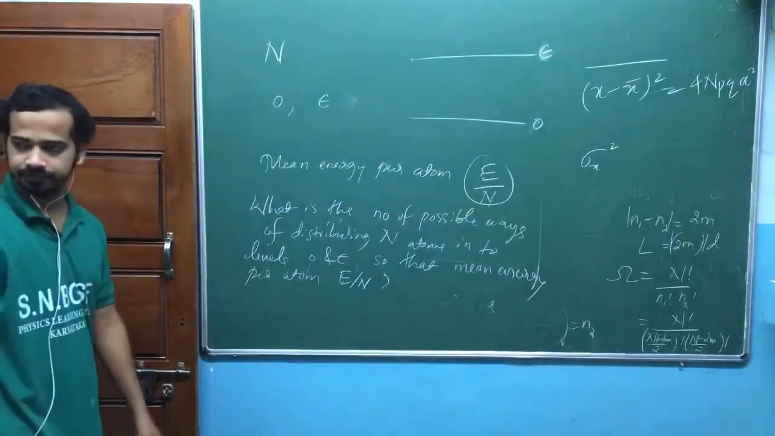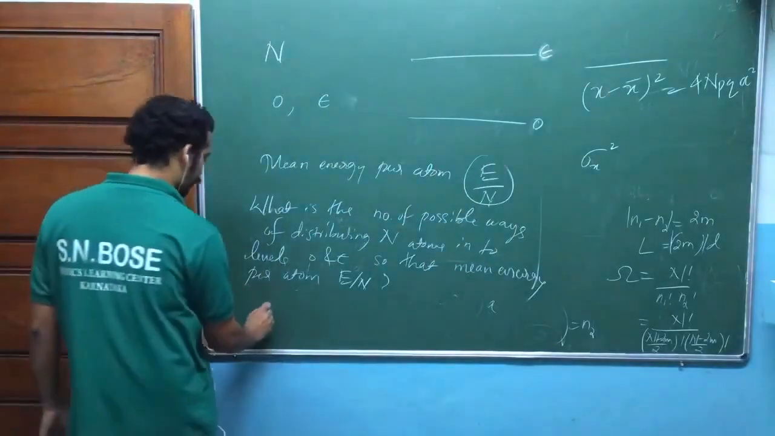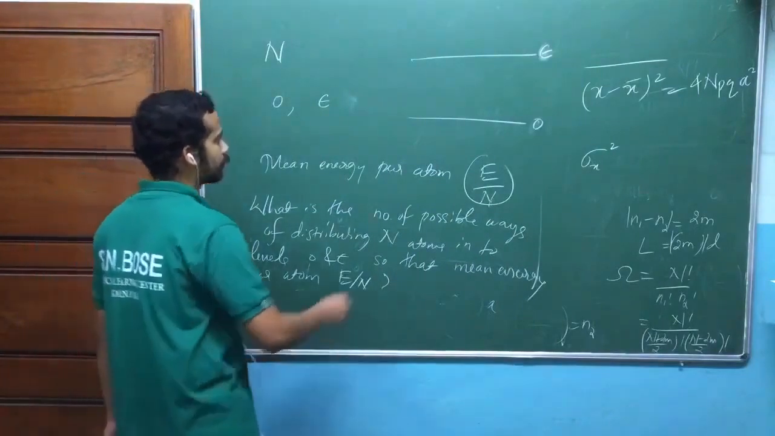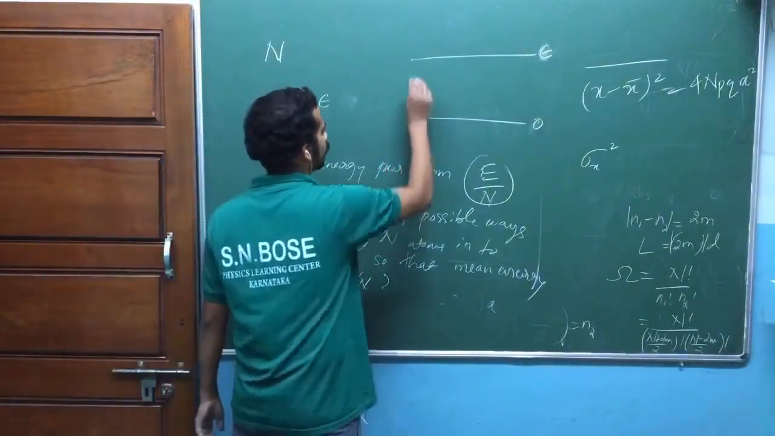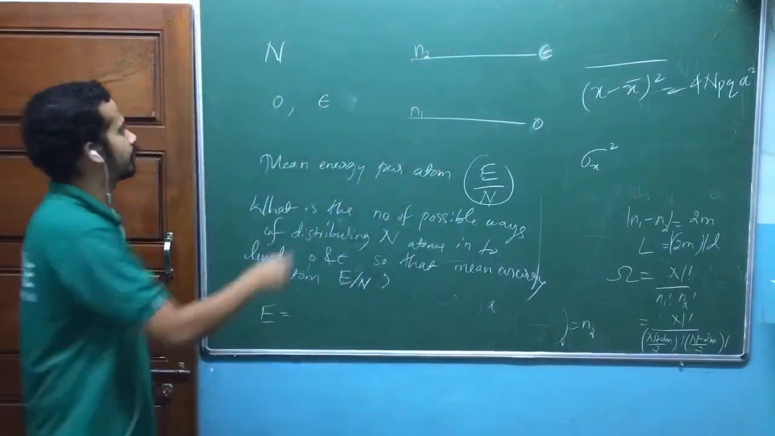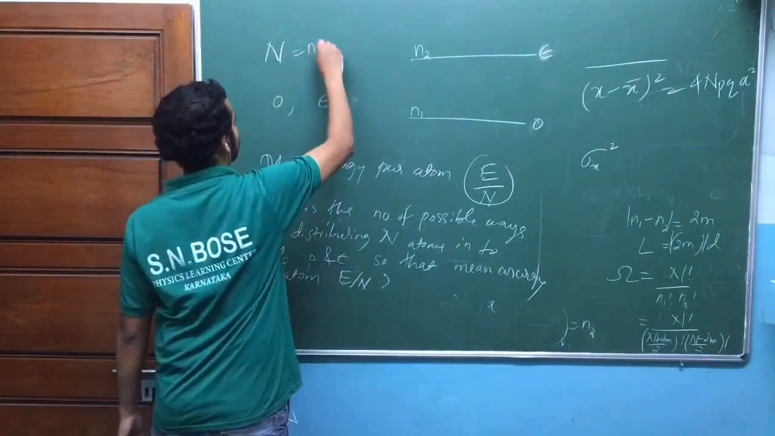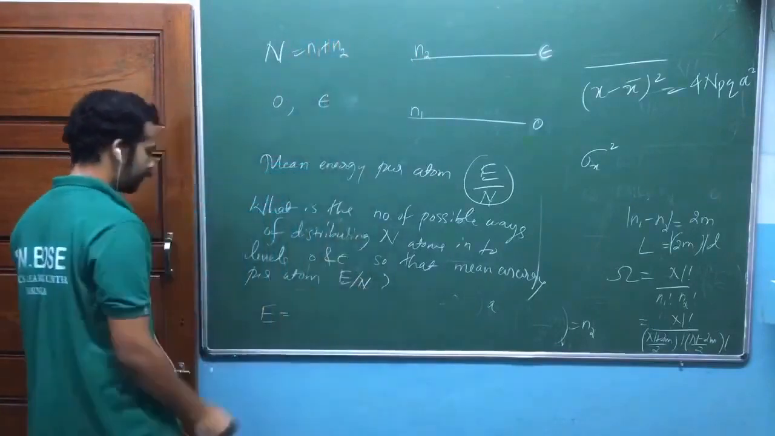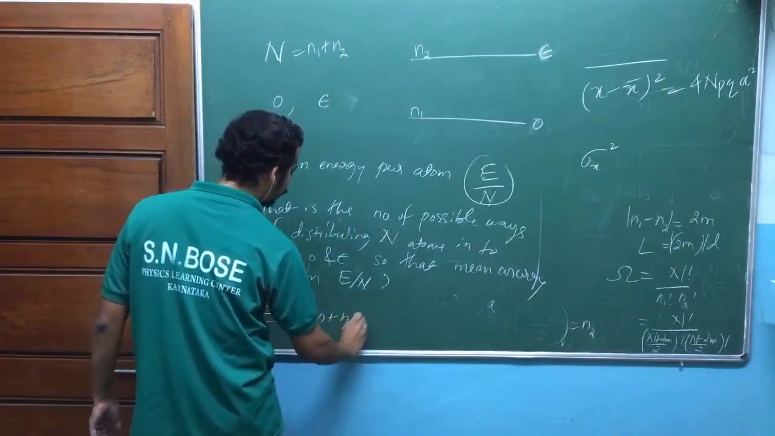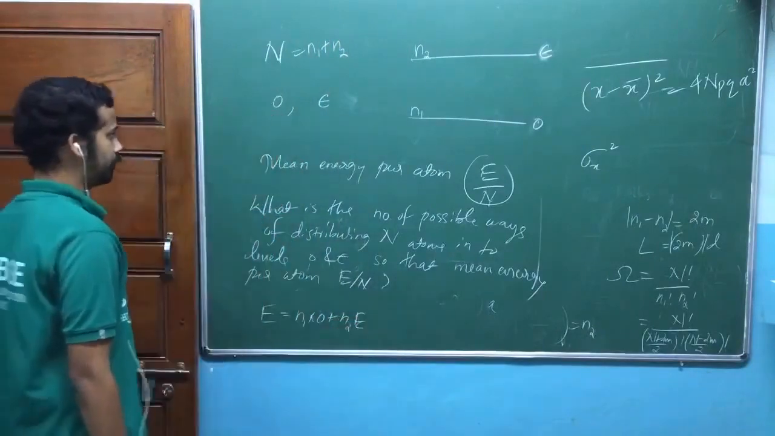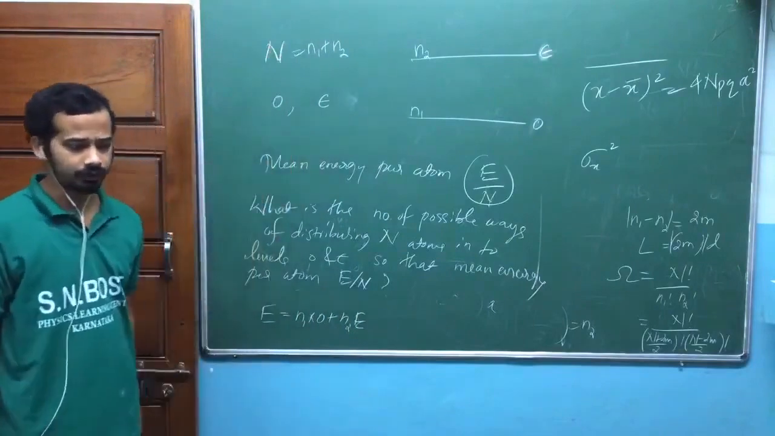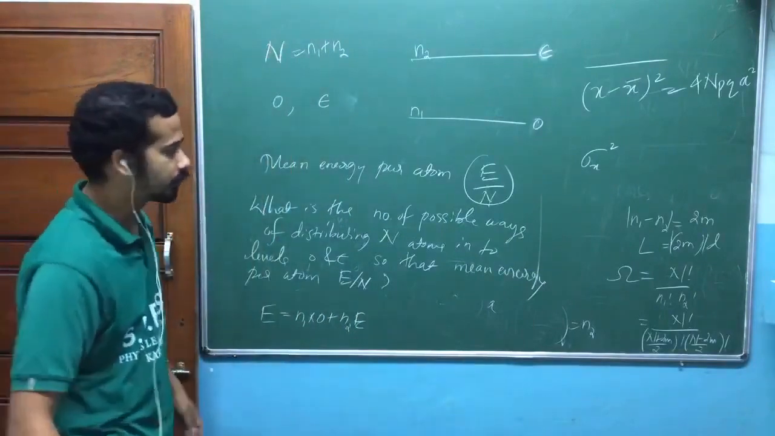Now, how do you take total energy actually? There may be N1 particles here, N2 particles here, am I right? So N1 plus N2 is equal to N. Then your total energy is equal to N1 into energy 0 plus N2 into energy E. Now what is the total number of possible ways? That's N factorial divided by N1 factorial, N2 factorial. Is it okay?